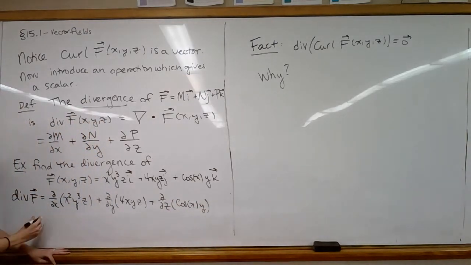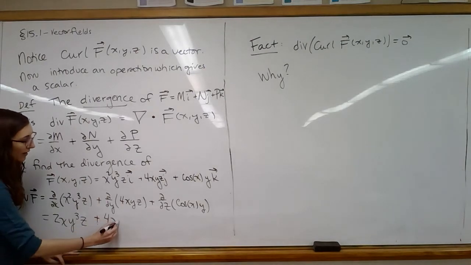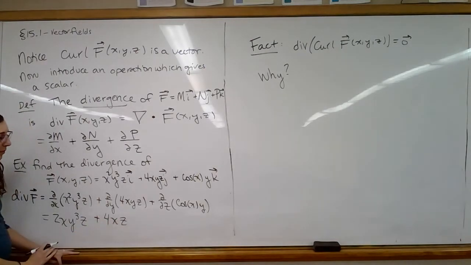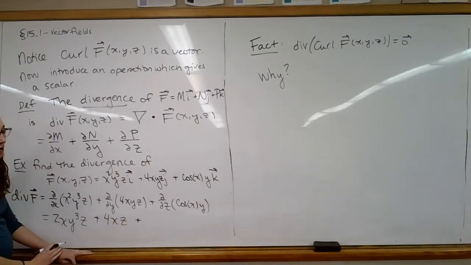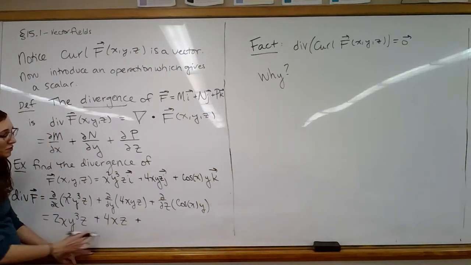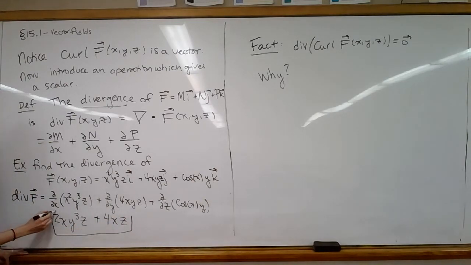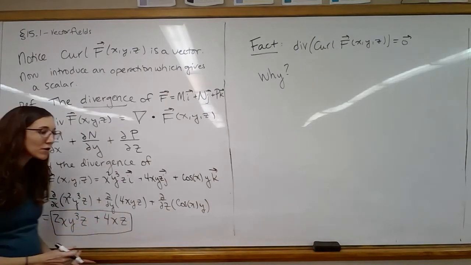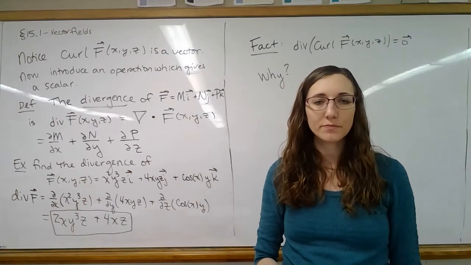So the first one, partial with respect to x, is going to be 2x, and then we'll keep the y cubed z. And then the second one, we're doing the partial with respect to y, so we'll keep the 4xz, and the y will drop out. And then the partial with respect to z, well, there's just cosine x times y in there, so the partial with respect to z is just going to be 0. So this would be our final divergence function. It is a function, but notice it's a scalar function. It's no longer a vector valued function.